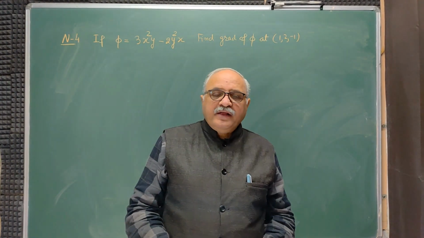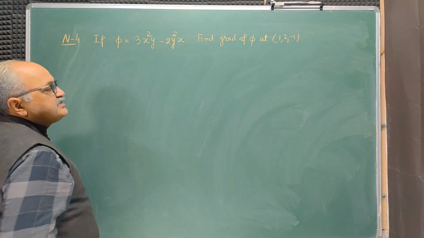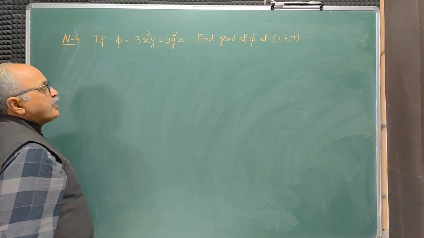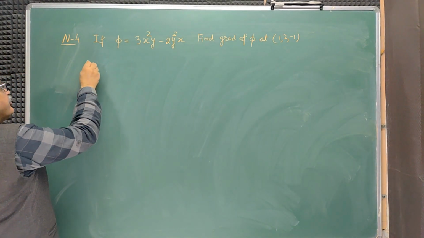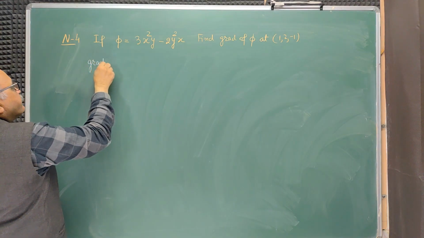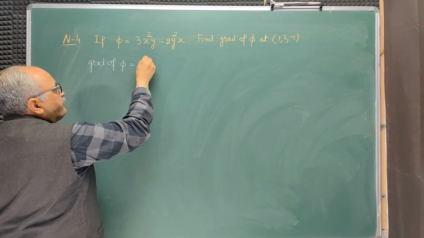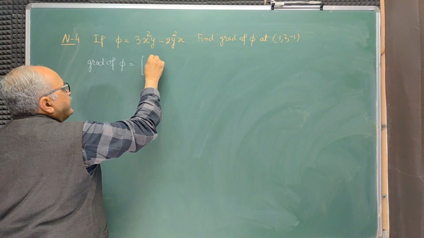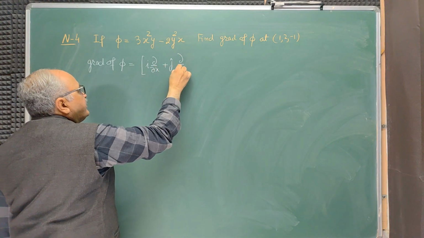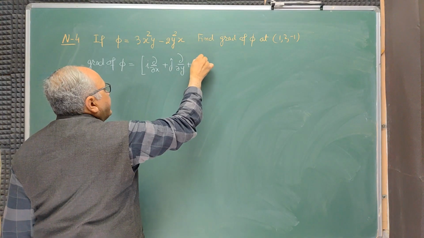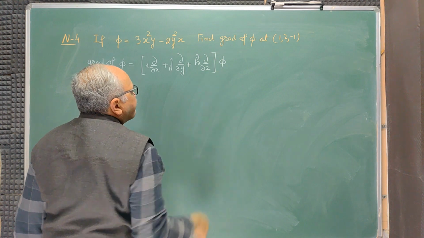Let's take the fourth numerical now. And in this numerical, a scalar field is given to us in terms of the space coordinates. And we are required to find out the gradient of it. We know that when we have to get the gradient of phi, it means that nabla, that is i d over dx plus j d over dy plus k d of dz operated on the scalar field phi.